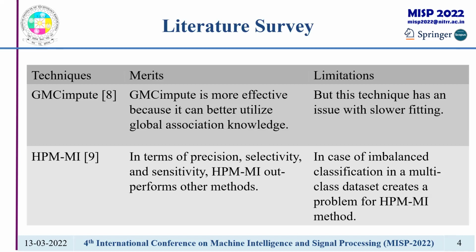These are the literature survey points, like GMC impute, Gaussian mixture impute, which is more effective because it can better utilize global association knowledge.